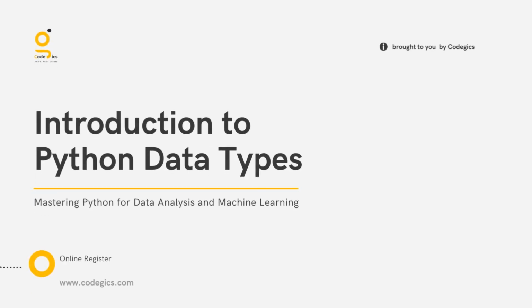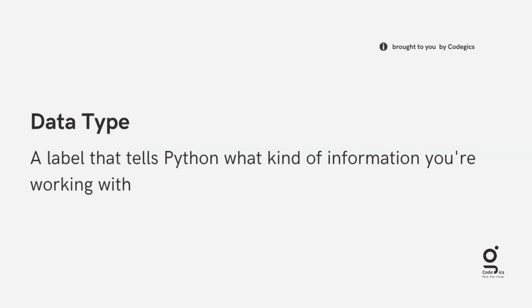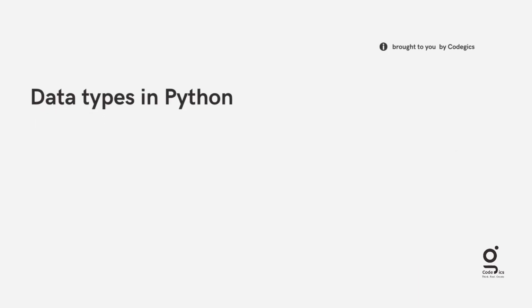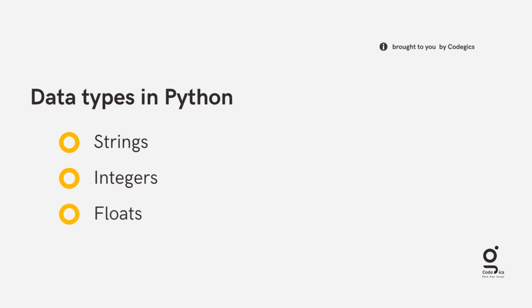Hey there, in this video, we're going to talk about data types in Python. So what is a data type? Think of it as a label that tells Python what kind of information you're working with. Python has several data types, and the most basic ones are strings, integers, and floats.